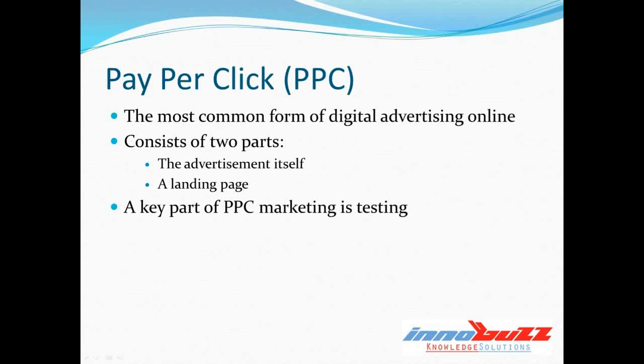So pay-per-click advertising is the most common form of digital advertising online. It consists of two parts. There's the actual advertisement itself and then your landing page. Landing page is the place where a user goes after they click on your ad. Now, a key part of pay-per-click marketing is testing, which means that once you get things set up, it's not enough to just get someone to write the ad and then make a landing page and call it good. No, absolutely everything needs to be tested.